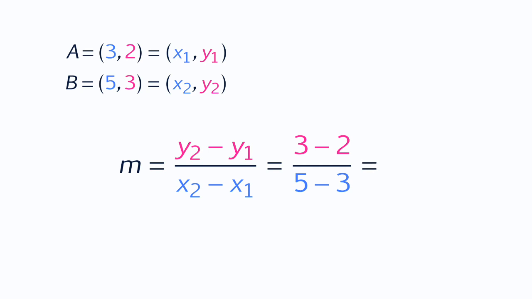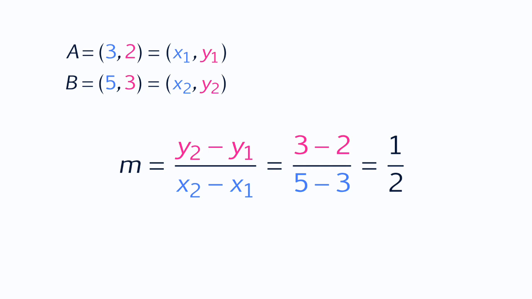The rise comes to 3 minus 2, which is 1. And the run is 5 minus 3, which equals 2. 1 divided by 2 is the same as 1/2. You have now found the slope m, which is 1/2. That means that when the x value increases by 1, the y value increases by 1/2.